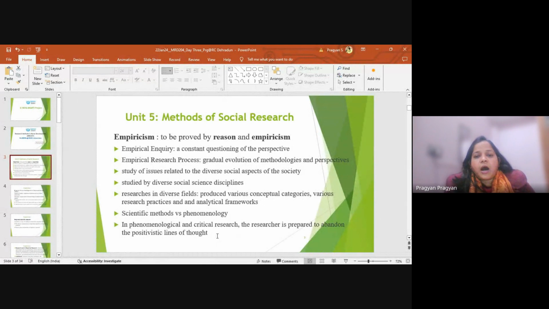So, here, our prime purpose is to talk about those perspectives that are actually trying to develop a kind of alternative perspective as compared to that strictly scientific approach that we call in general the positivistic approach.